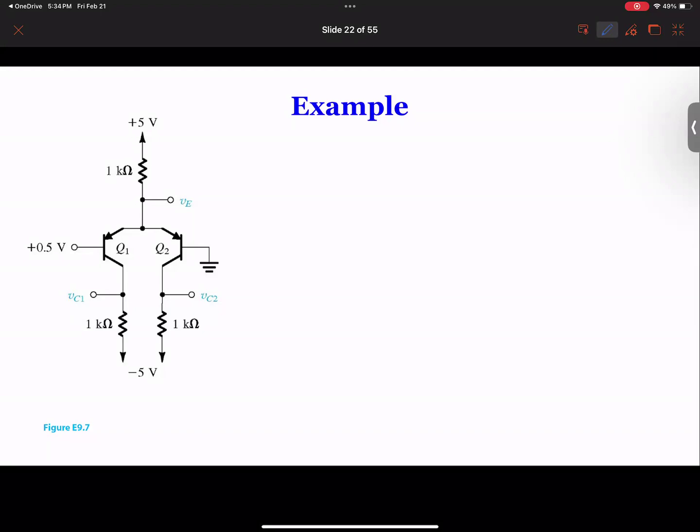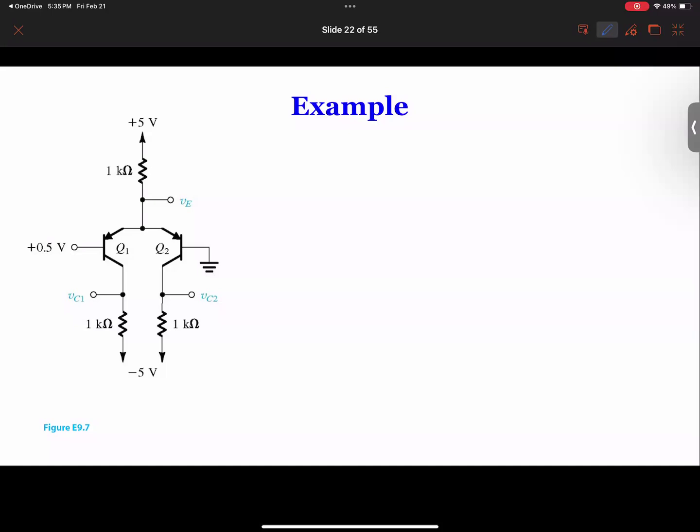1.2, right? So 0.5 plus 0.7 is 1.2. If this is 1.2, you see this is the ground, which means this has to be in active mode. If it is in active mode, the maximum you can get is 0.7. So therefore, you cannot have 1.2 here. So this goes back actually to 0.7.